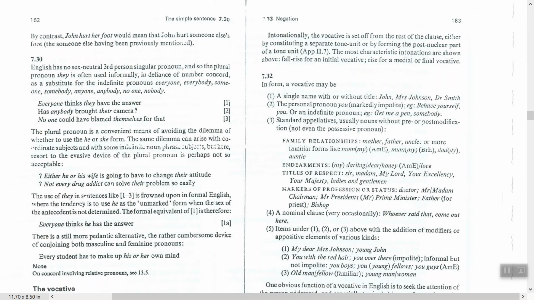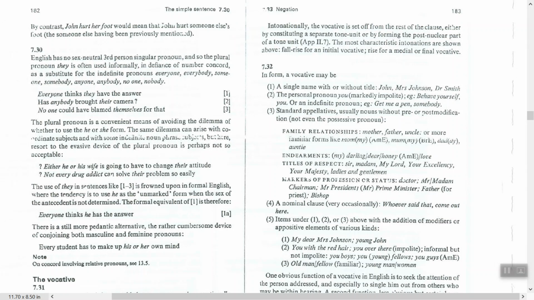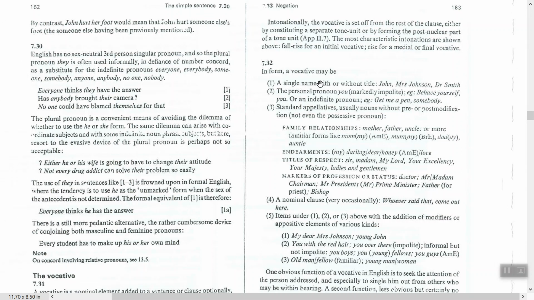Okay, this is shown when we write. But of course in spoken language we try to show it when we produce the words. When we say the words, we have to use fall, rise, and rise.